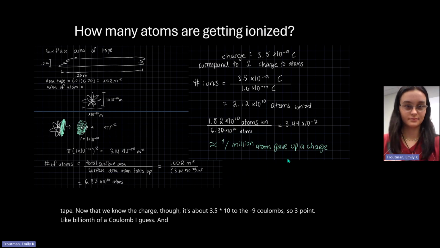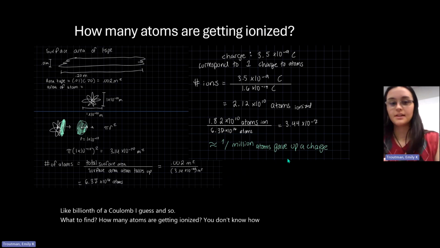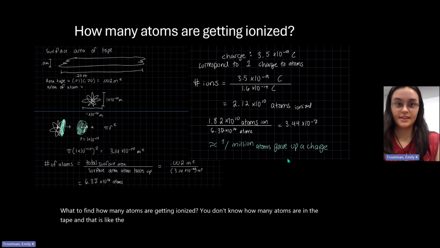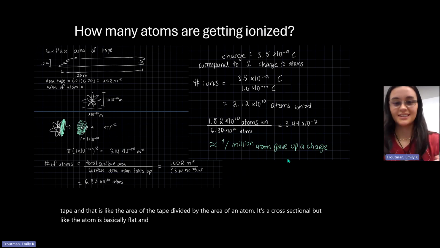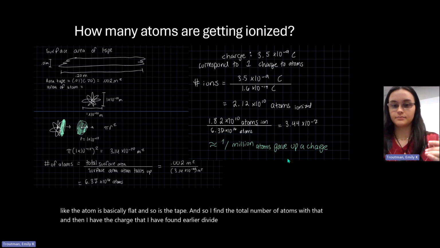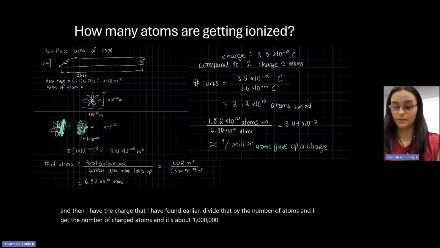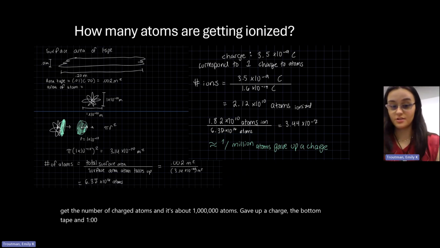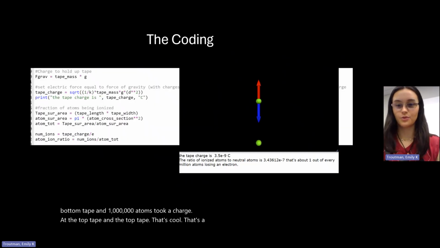And to find how many atoms are getting ionized, you need to know how many atoms are in the tape. That is the area of the tape divided by the area of an atom. It's cross-sectional, but the atom is basically flat, and so is the tape. So I find the total number of atoms with that. Then I take the charge that I found earlier, divide that by the number of atoms, and I get the number of charged atoms. It's about 1 million atoms that gave up a charge at the bottom tape, and 1 million atoms that took a charge in the top tape. So that's cool. That's a lot in terms of atom world.